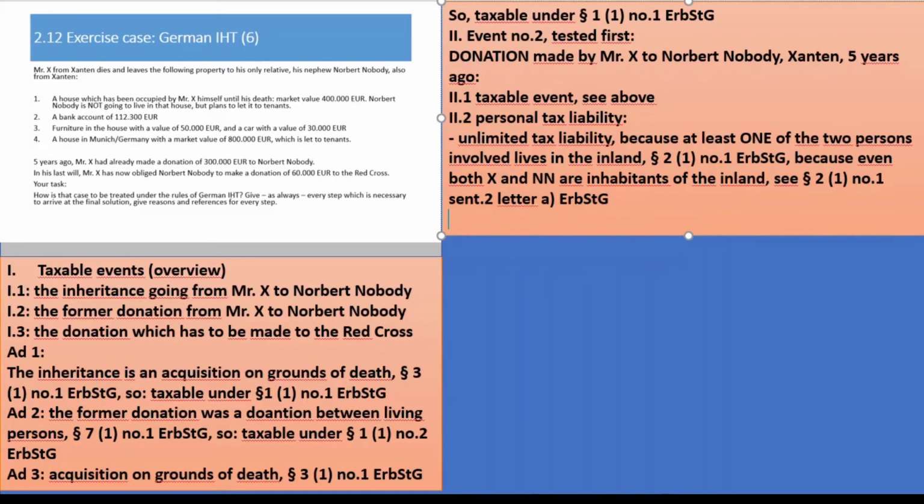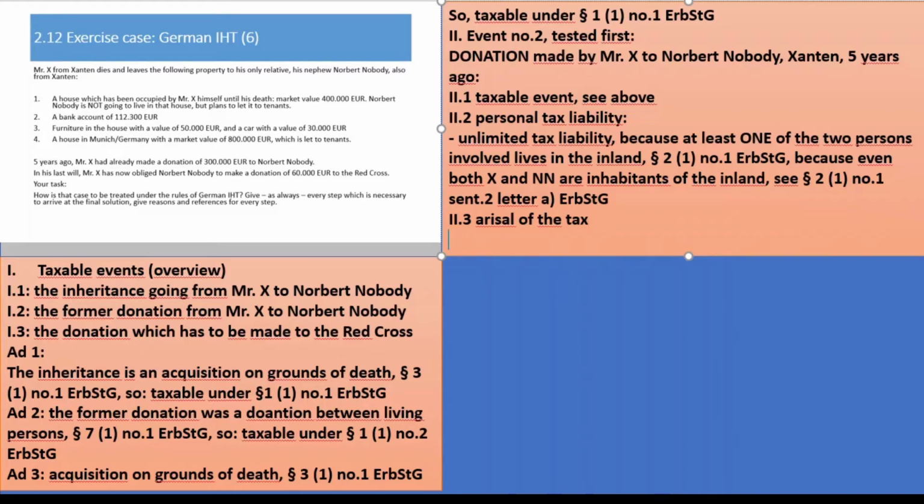Okay, now what was the next step? You remember that was the arisal of the tax, so the date which is relevant for everything which brings the tax burden into being. And so we also have, just think about that, 5 years ago. Okay, so we do not have a precise date here, but at least we can recur to the legal rule and say which date under the legal rule should be found out.